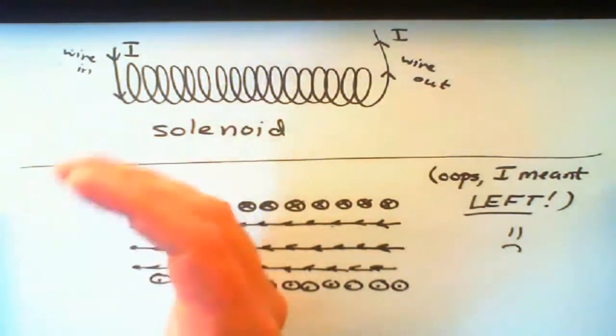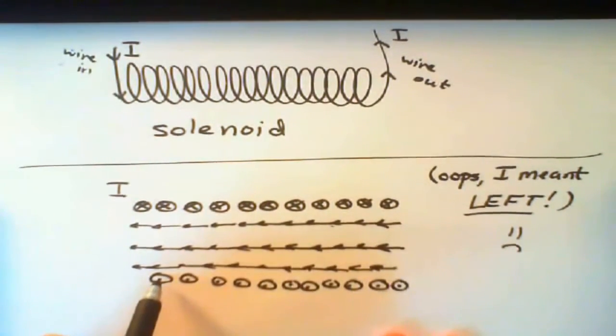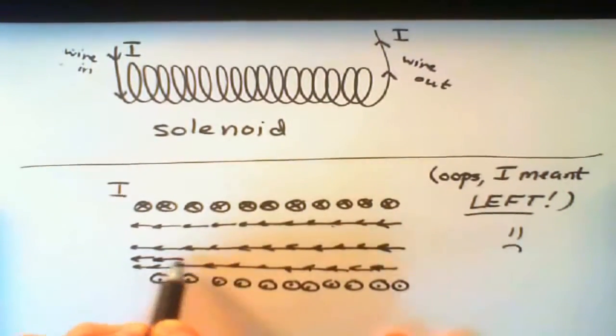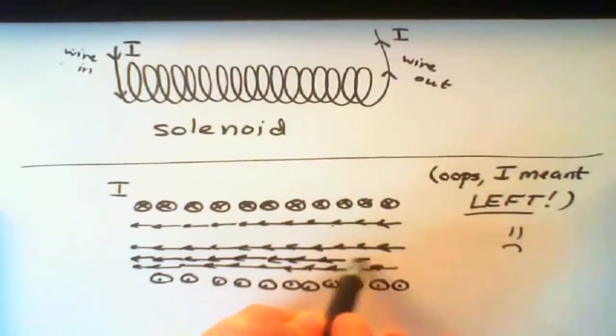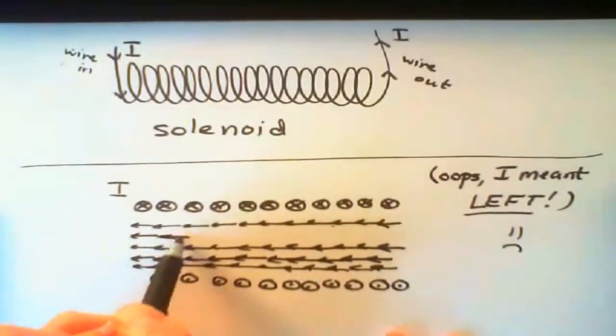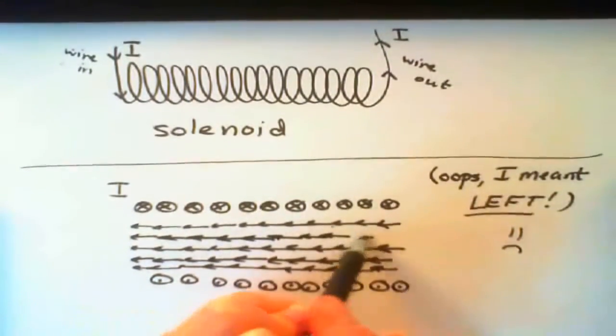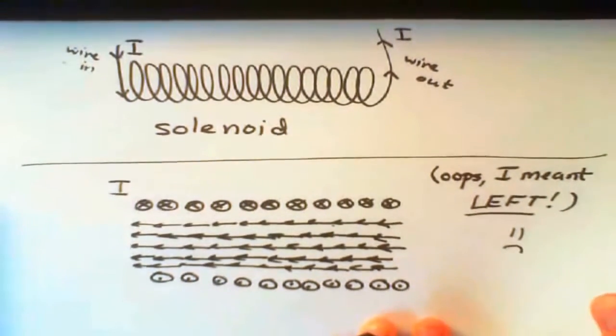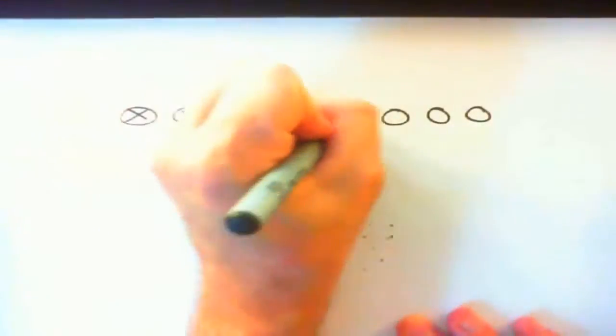wire. So the wire on the bottom, all the way to the left, is creating a magnetic field to the right, inside of that solenoid. And every single wire on the bottom is creating a magnetic field that points to the right, inside the solenoid. So, all of the wires are creating a magnetic field that points to the right, inside of the solenoid. So we can draw the magnetic field lines inside the solenoid. They all point to the right.